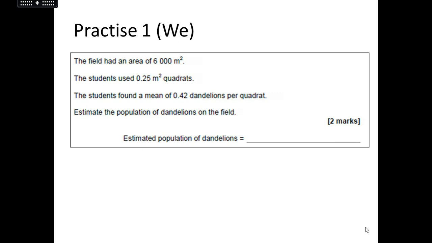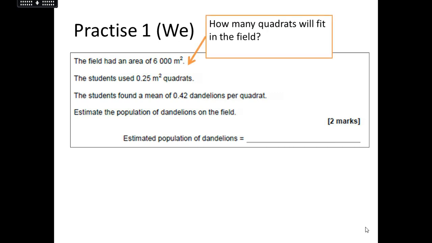And they've asked you to estimate the population of dandelions on the field. So where do we start? First off, how many quadrats will actually fit in that field? We've got the size of the quadrat, we've got the size of the field, so we've got 6,000 divided by 0.25, so we would be able to fit 24,000 quadrats in that field.